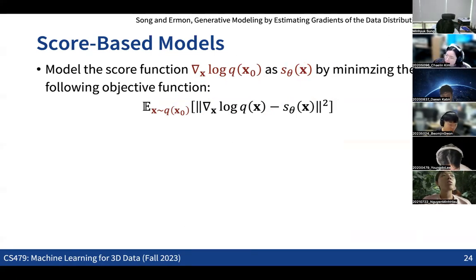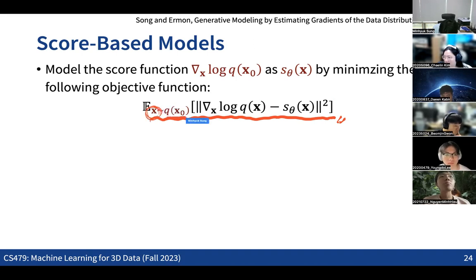And the way that we learn this score prediction network is by optimizing the neural network with this objective function. Basically, we minimize this expected value, taking samples from the data distribution, calculating the score, and then minimizing this difference.